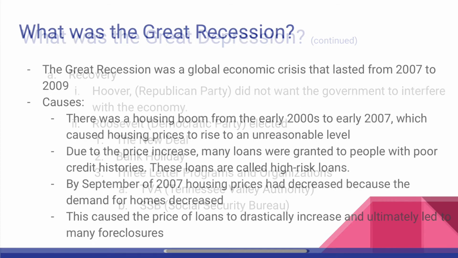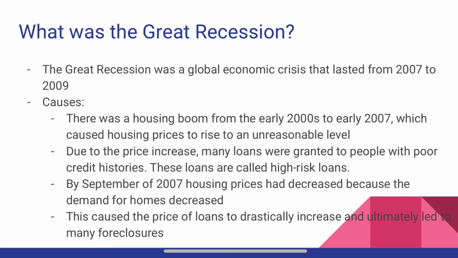Question 4. What was the Great Recession? The Great Recession was a global economic crisis that lasted from 2007 to 2009. Some causes were that there was a housing boom from the early 2000s to early 2007. This caused housing prices to rise to an unreasonable level. Due to the price increase, many loans were granted to people with poor credit histories. These loans were called high-risk loans.